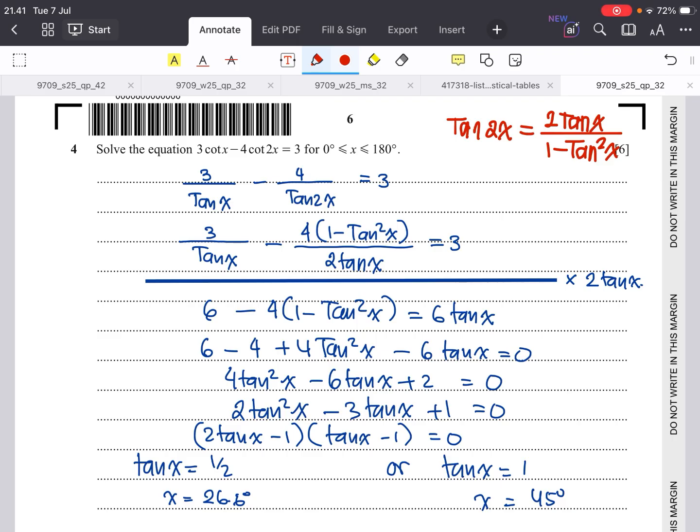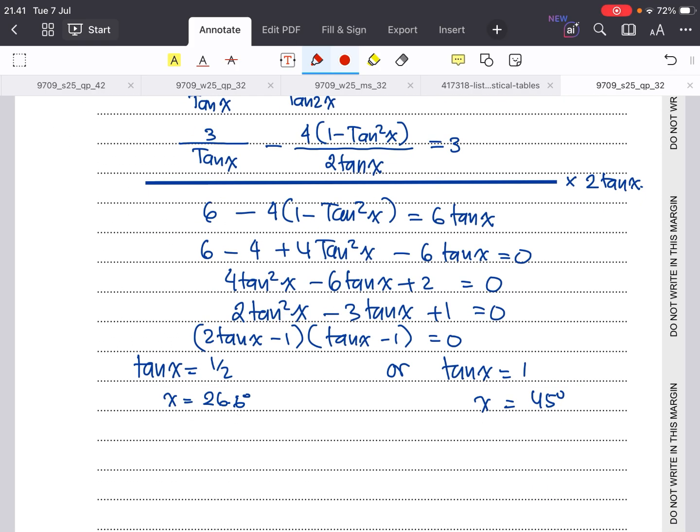So we simplify it into this form. And then it's easy to understand that it will be simplified into that and this one. And then what we want to do is to factorize this quadratic equation. It can be factorized into this form. So tan x is half, x is 26.6 degrees. And the other solution, tan x equals 1, so x is 45 degrees.